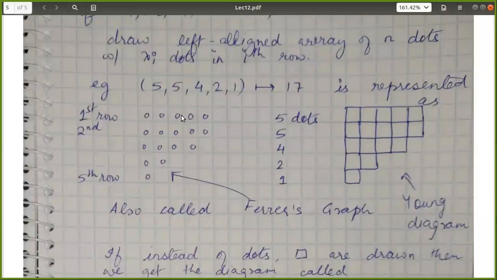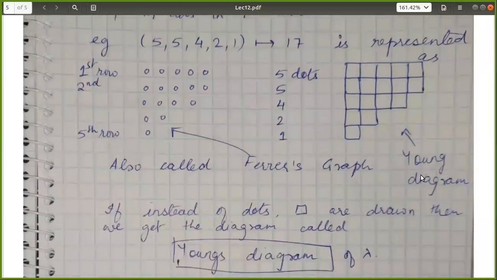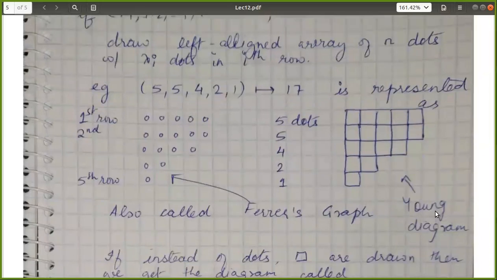Okay, and instead of dots, if I drew squares like this, then this is called a Young diagram. You might have come across Young tableaux, etc. in different contexts, because it's always represented through squares. The name is Young, not young in the sense of old and young, but in the sense that the representation comes through squares. They might be representing different things. Here, Young's diagram represents the partition of a number.